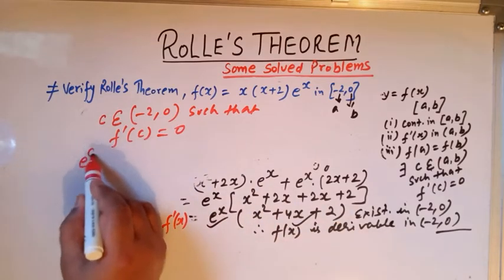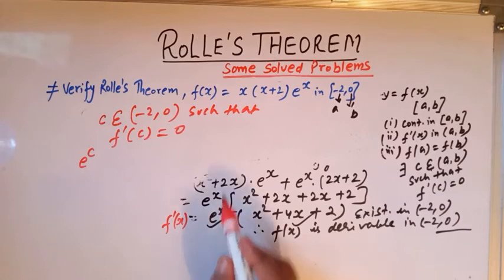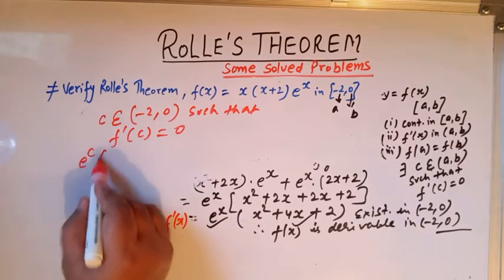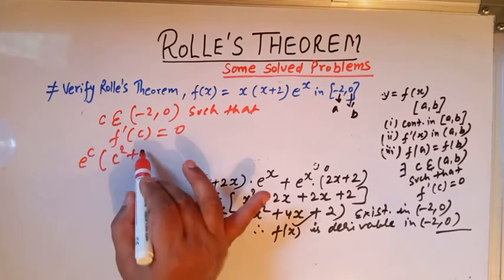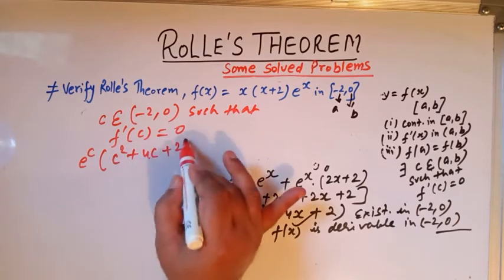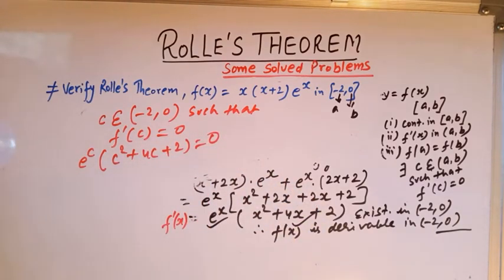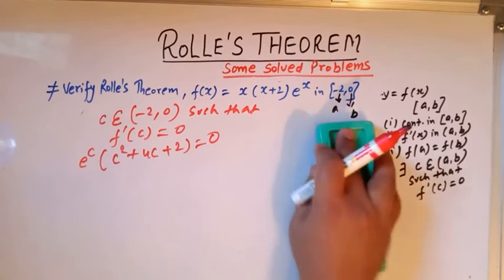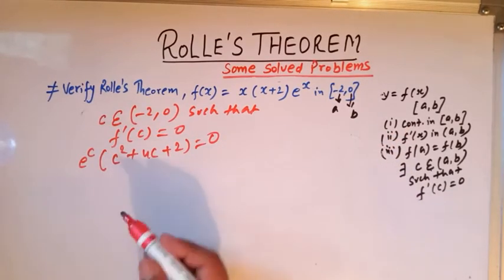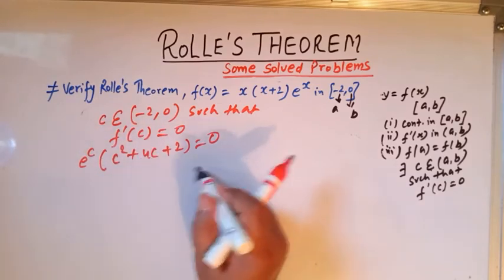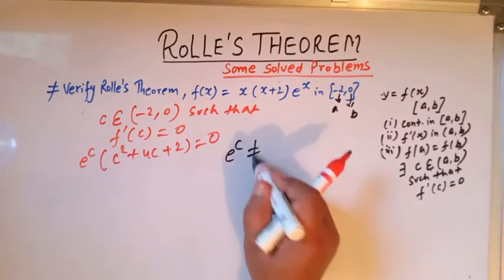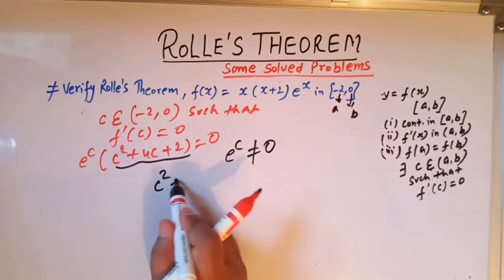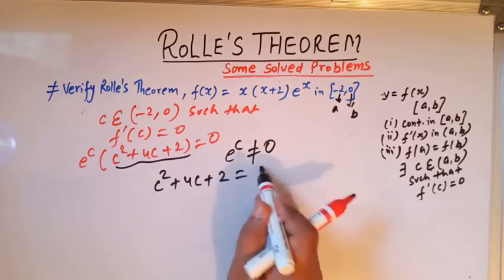So here we can write e raised to c. Here we will substitute x equal to c because f prime of c is equal to 0. So e raised to c, we have c square plus 4c plus 2 is equal to 0. Clear? Now we know that e raised to c cannot be equal to 0, so this factor should be 0, and we can write c square plus 4c plus 2 is equal to 0.